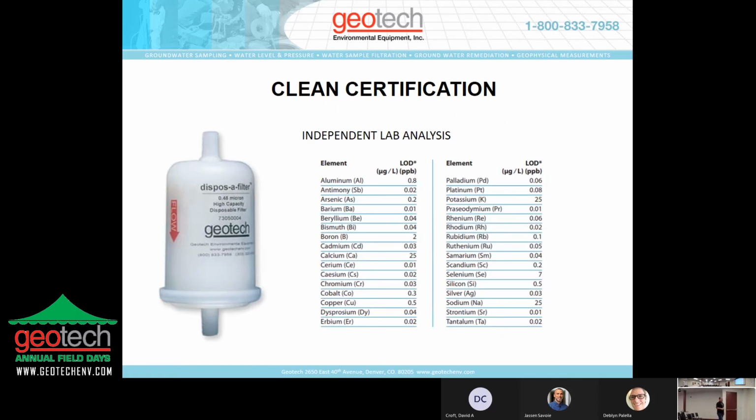So let's talk about analysis. Our filters are manufactured in a factory, right, with people, and you're analyzing for trace metals, maybe. If you are, you want to make sure that your filter is not contributing metals to your sample. So for every single one of our lots, we pull random samples out, and we go through a lab analysis for 67 trace metals, and we guarantee that our filters are not going to contribute more than 0.8 milligrams per liter of aluminum to your sample.